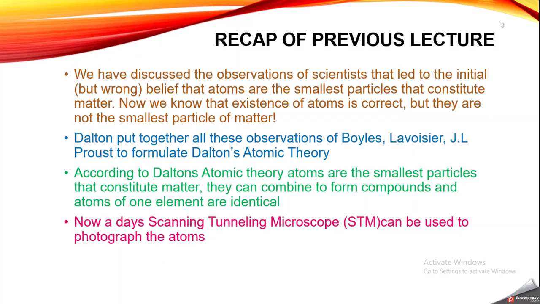Dalton, an English school teacher, put together all the observations of Boyle, Lavoisier, and J.L. Proust to formulate Dalton's atomic theory. According to Dalton's atomic theory, atoms are the smallest particles and they constitute matter. They can combine to form compounds, and the atoms of one element are identical with each other. We also discussed the scanning tunneling microscope, its working principle, through which we can photograph the atoms.